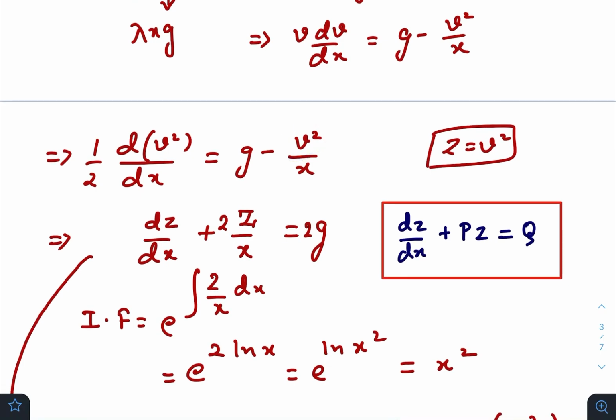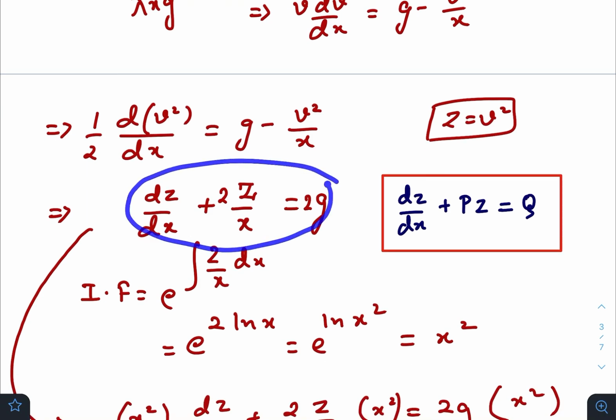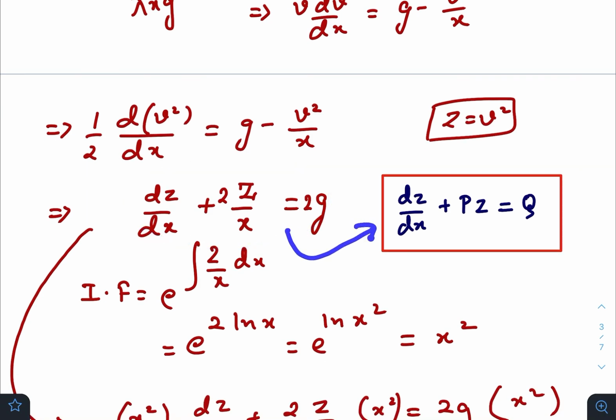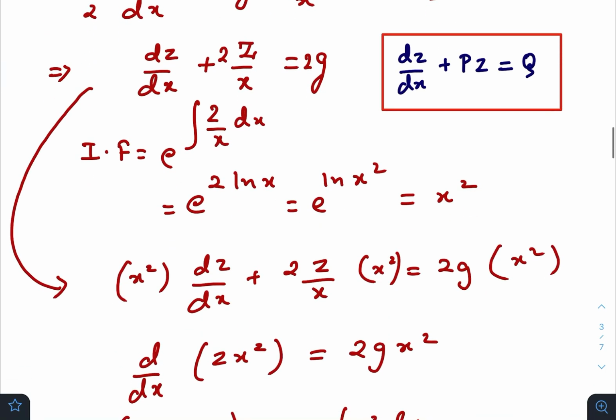Okay, now substituting v square as a temporary variable z, we can just modify this equation like this, and this equation is a standard differential equation which we can solve using the concept of integrating factor, which is e to the power integration p dx, where p is here 2 by x.